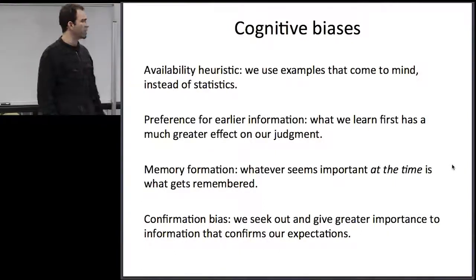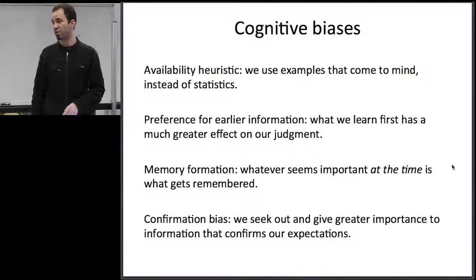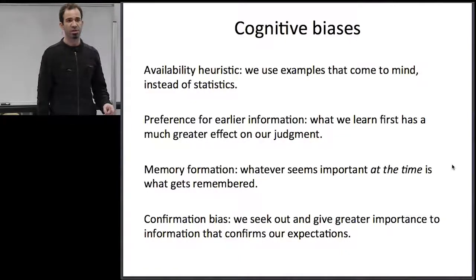Also related to memory. This is the same sort of effect. How well you remember something is related to what it meant to you when you saw it, not what it means later when you need to recall it, which is another ordering effect. And then confirmation bias. This is the big one.